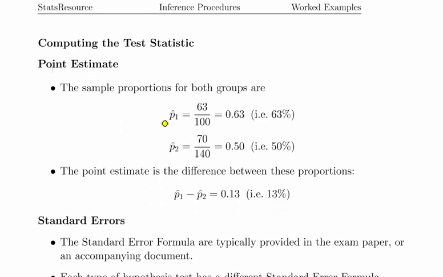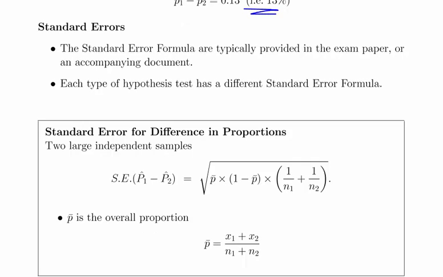So firstly, what we'll do here is calculate the test statistic, and first off we'll use the point estimates. What we will find is that it's 63% and 50%. That's fairly quick to do. The point estimate is the difference in proportions between these two groups. P1 minus P2 is 13%, so there's a 13% difference in proportions.